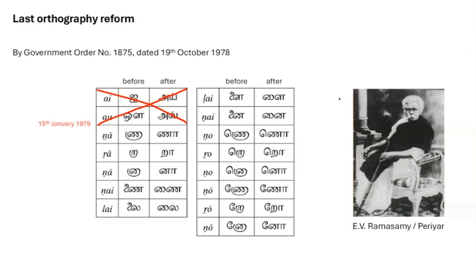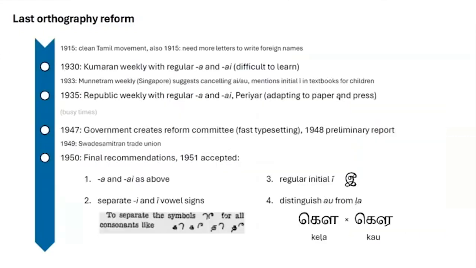They regularized all the I and I vowels, and they also tried to get rid of the I and OU vowels completely, replace them with Y and V, but they didn't go very well with people, and so they had to revoke that bit the year after. And this reform is usually credited to Periyar and it has been introduced on the centenary of his birth. In fact, it is not as easy as that, right?